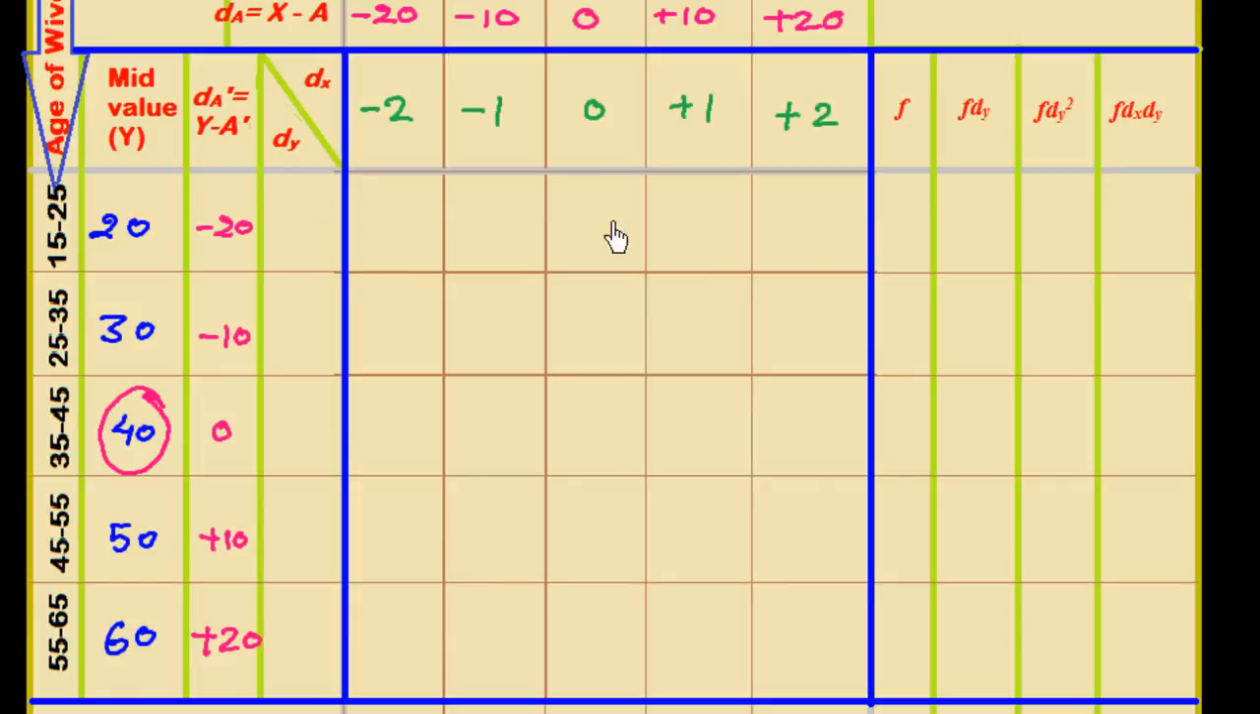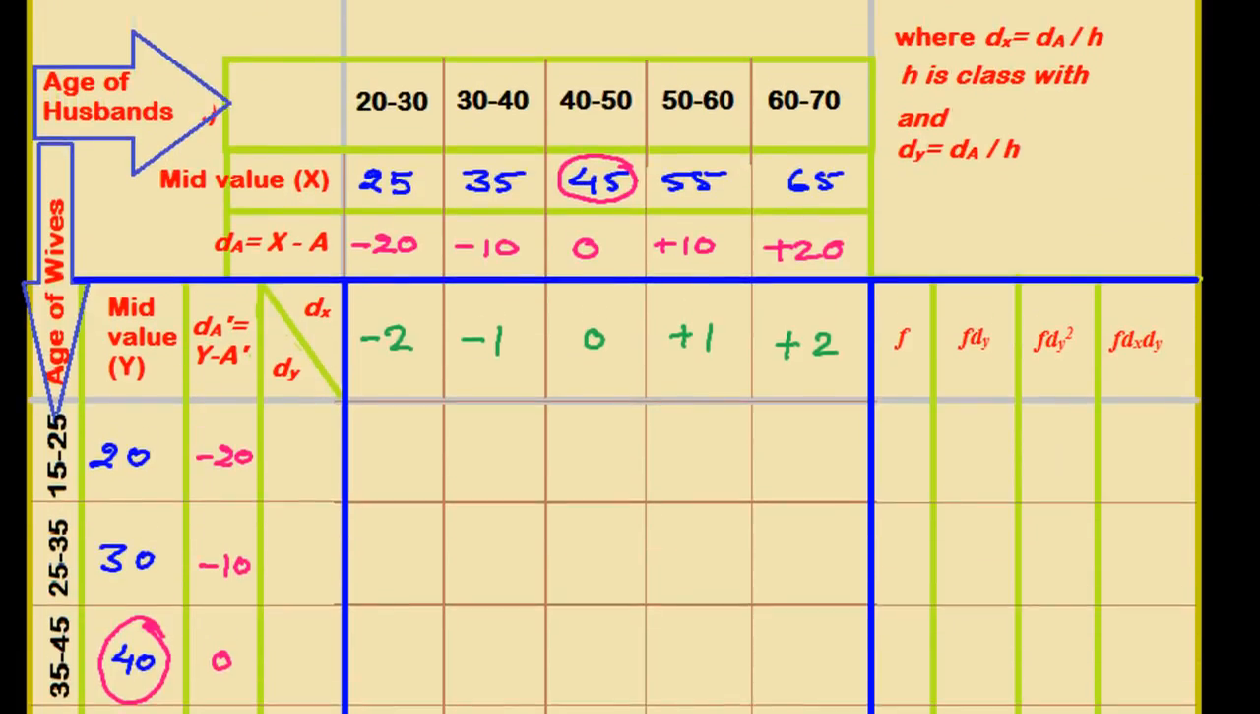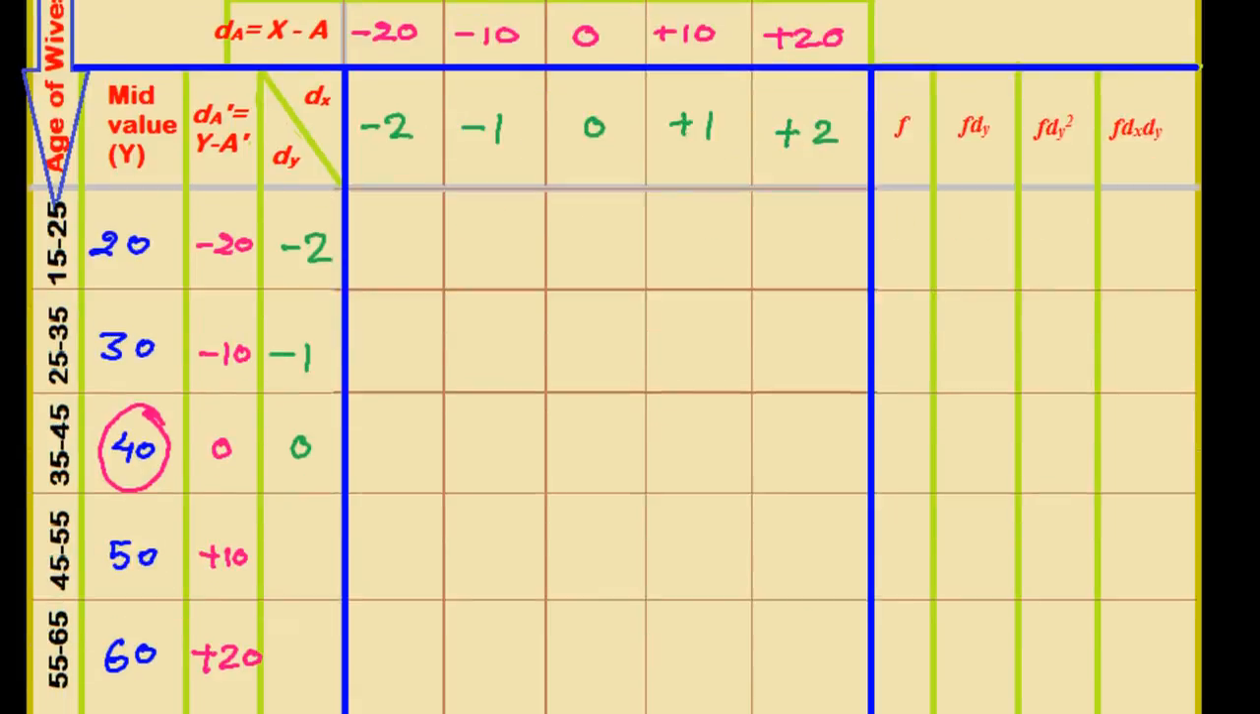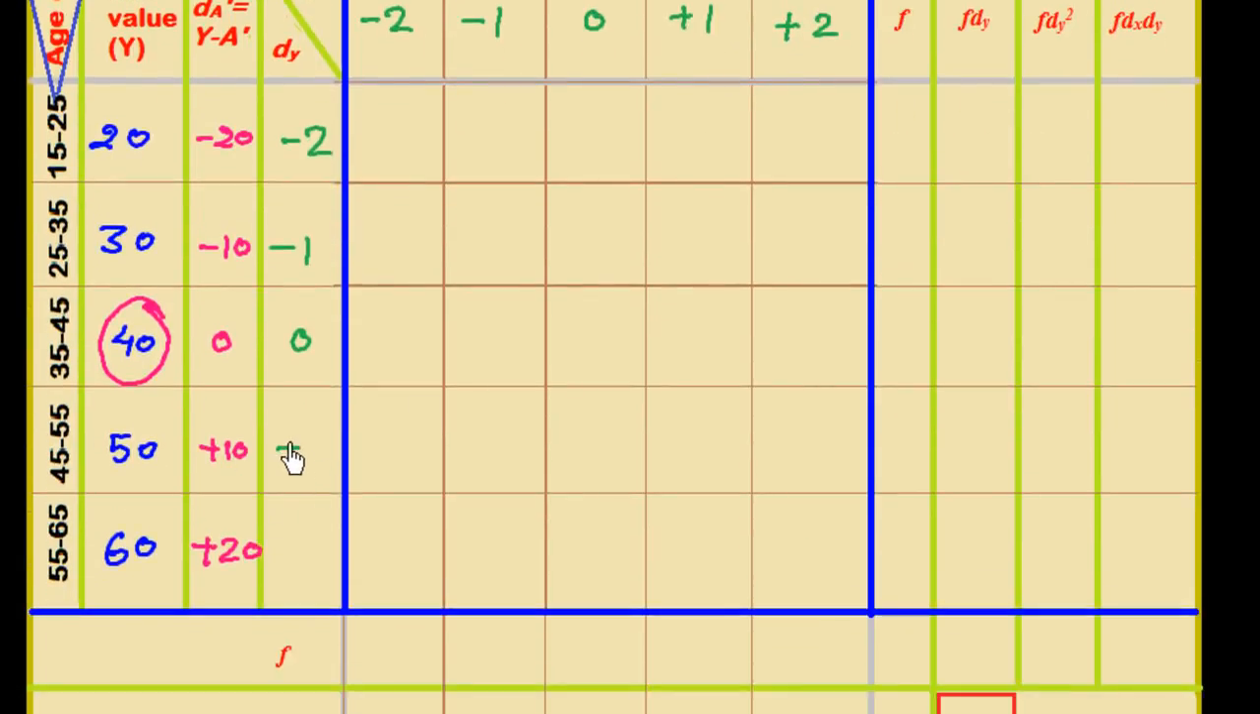Now we have to find out dy. So dy, I have explained to you, dy is equal to dA over h, and the class width, you see, if we subtract 15 from 25, we get 10 here. So we have to divide these dA's by 10. So it is minus 2. If we divide minus 20 by 10, it is minus 1. This one is 0. This is plus 1, and it is plus 2. So in this way we have got dy and dx.